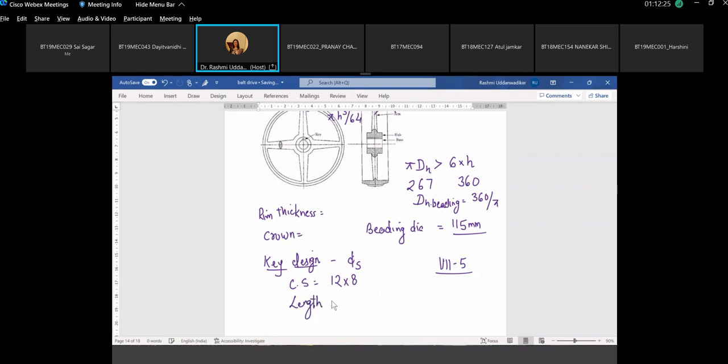कितना है अपना hub length? 60 mm. Yeah, you can take it 62 mm. So that completes the belt design.